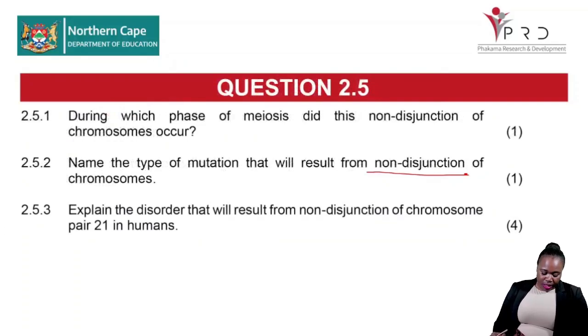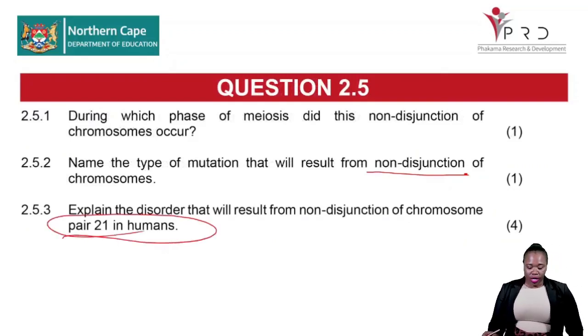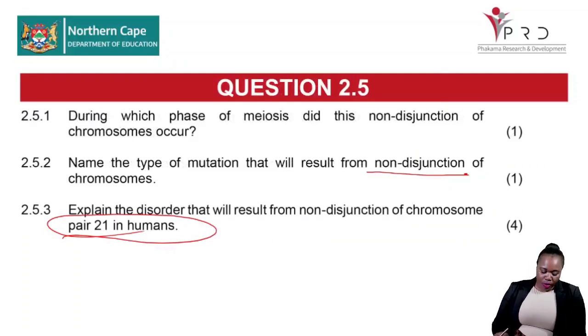2.5.3, it says, explain the disorder that will result from non-disjunction of chromosome pair 21 in humans. So if that non-disjunction occurs in chromosome pair 21 in humans, what disorder are we going to have? That is Down syndrome, right? So we will experience Down syndrome. Now it says, explain the disorder that will result in that non-disjunction.